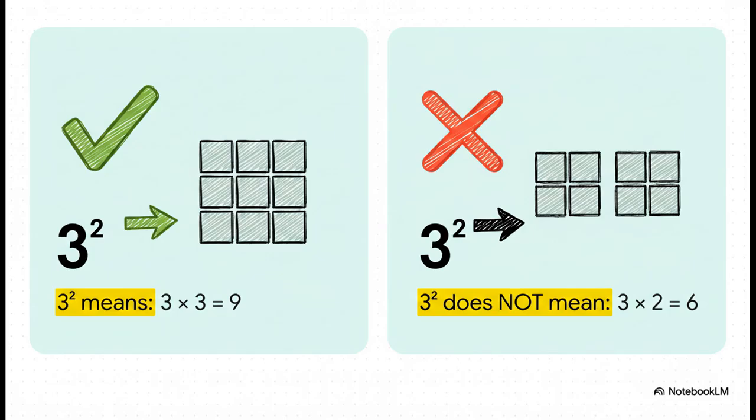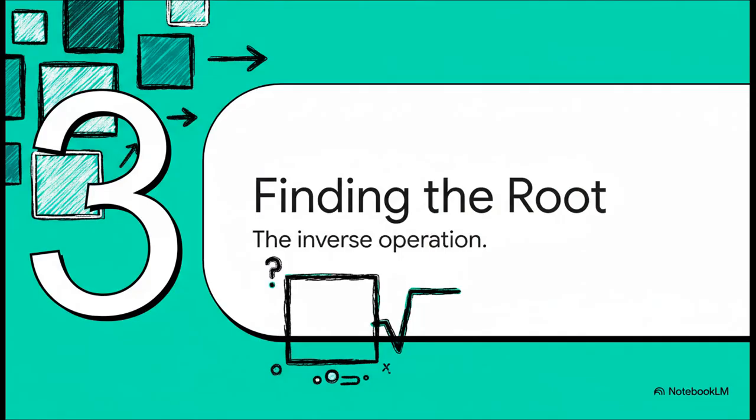Okay, pay attention here because this is the number one mistake people make when they're starting out. That little 2 does not mean multiply by 2. No. It means you multiply the main number by itself. So 3 squared is 3 times 3, which is 9. It is definitely not 3 times 2, which is 6. Big difference.